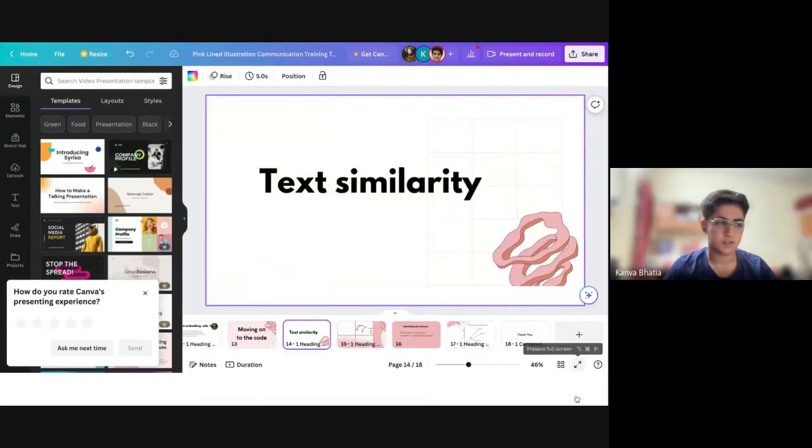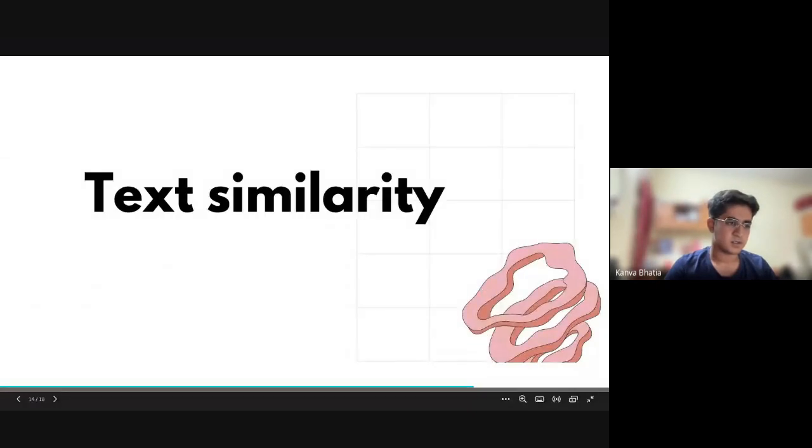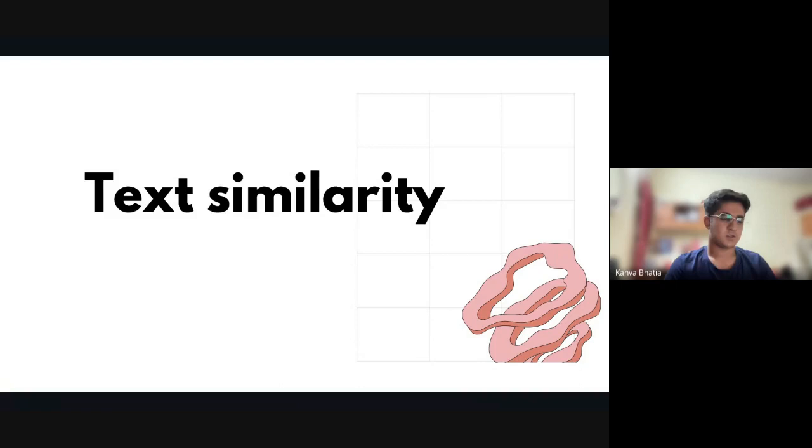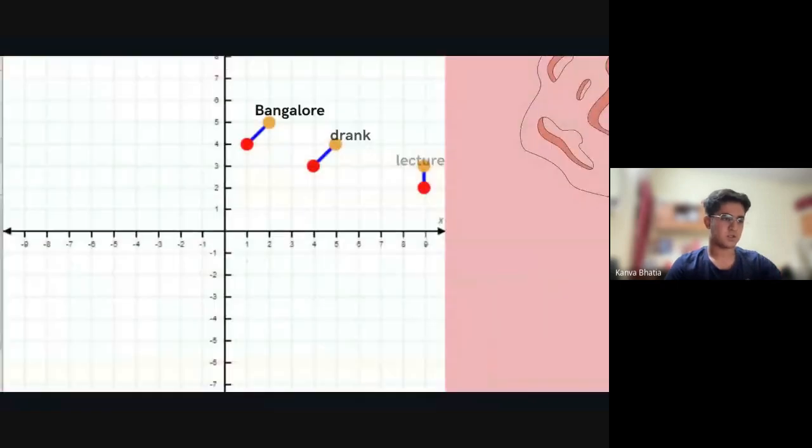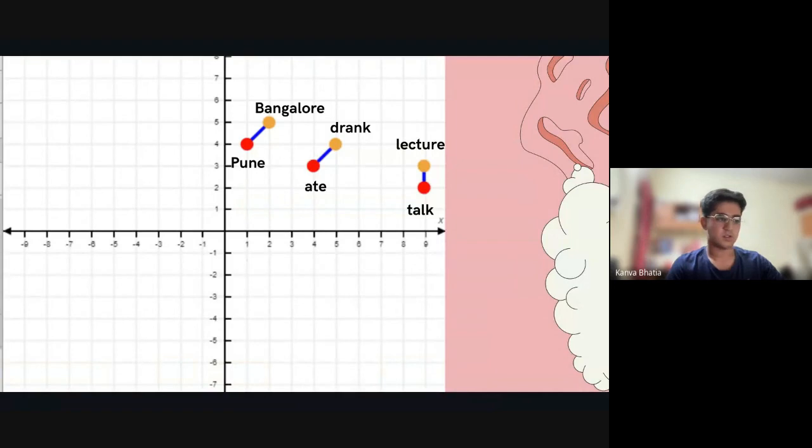Moving on to text similarity. Basically, we remember from a previous example, we said that Bangalore and lecture are far away, while Bangalore and Pune are closer because they are both places, right? So how exactly do we know that they are closer or far away? That's what text similarity tells us. Basically, we perform a vector search or cosine similarity. We'll talk more about cosine similarity in a further slide.